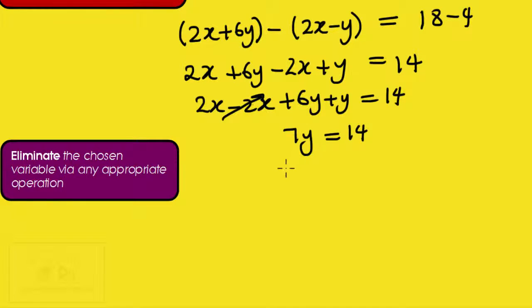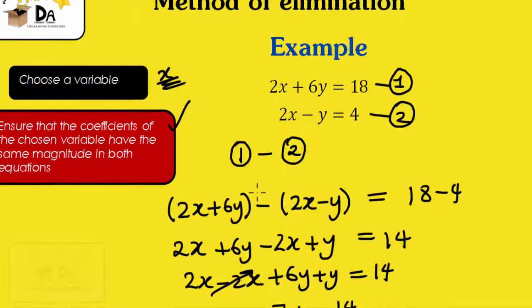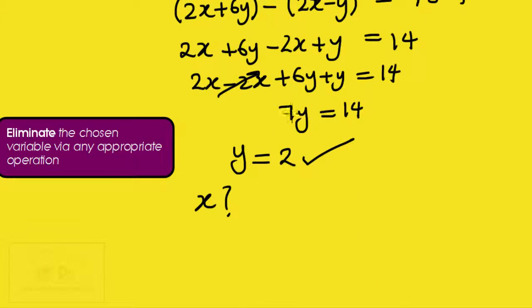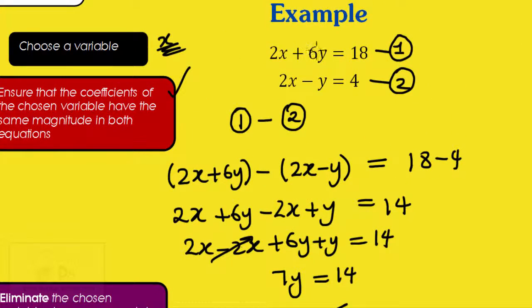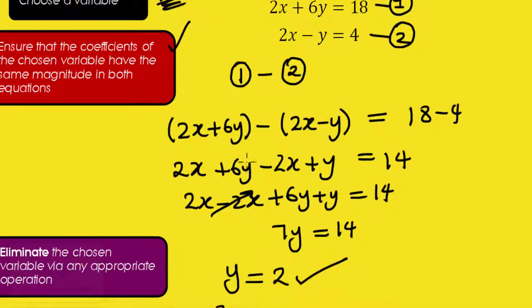Now we can easily determine y by making y the subject. So dividing through by 7 gives y equals 14 over 7, which is 2. So we now know what y is. Now to determine x. What is x? Well, we can replace y with 2 in any equation involving both x and y. So say we replace y with 2 in equation 2.